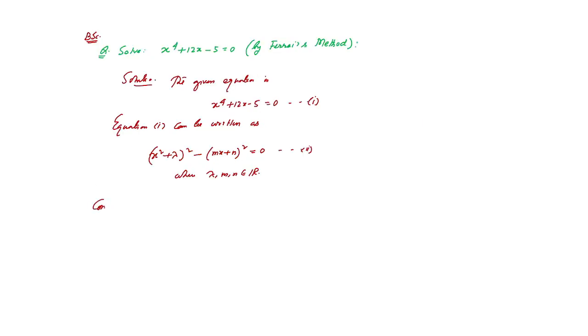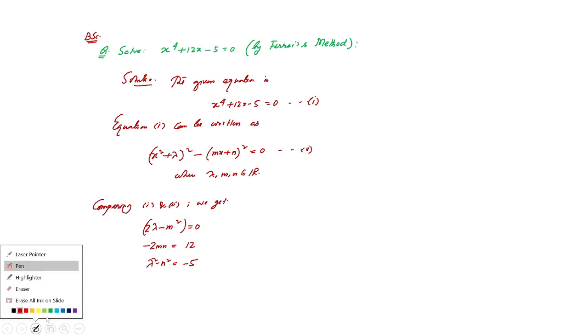Now comparing 1 and 2, we get 2 lambda minus m square, this is basically 0. Minus 2mn, this is basically 12. And lambda square minus n square, that will be minus 5. Now I will explain why we got these values.